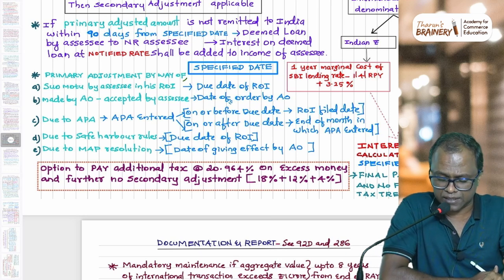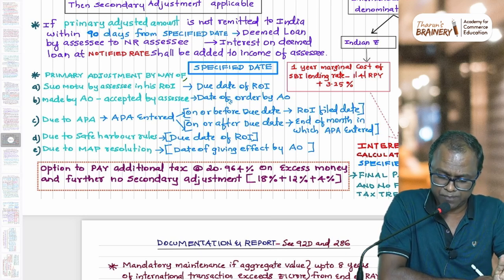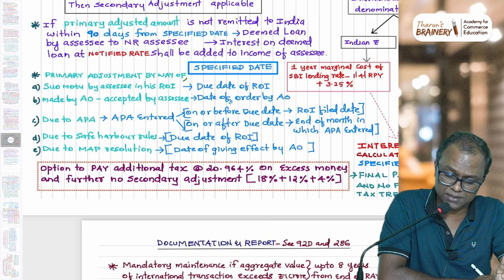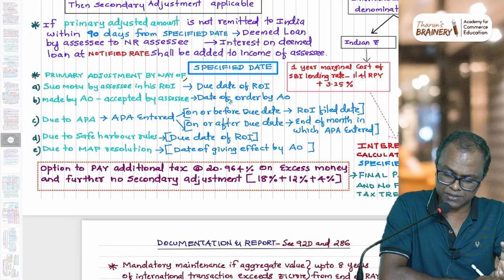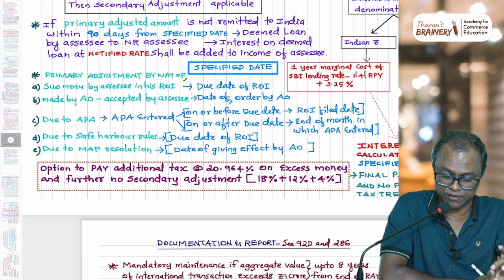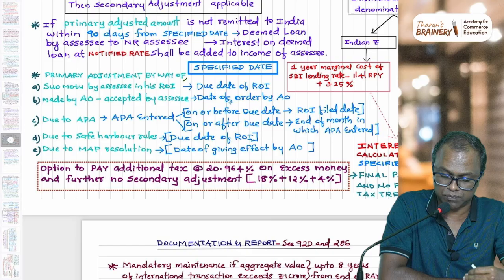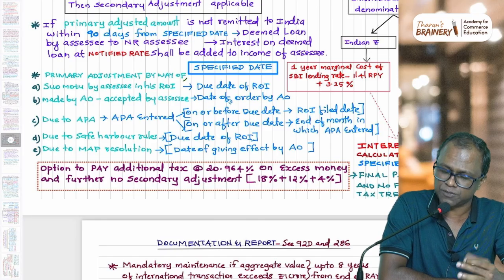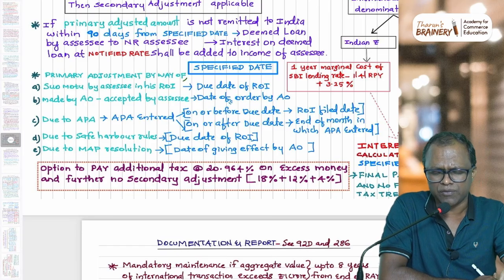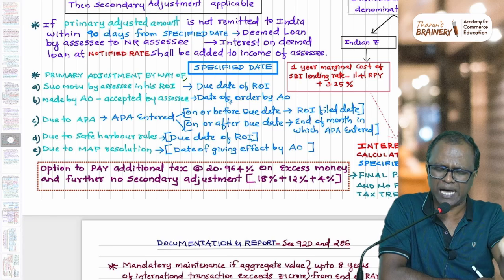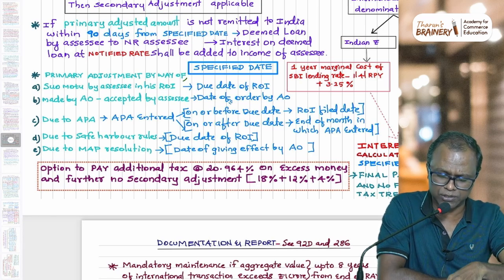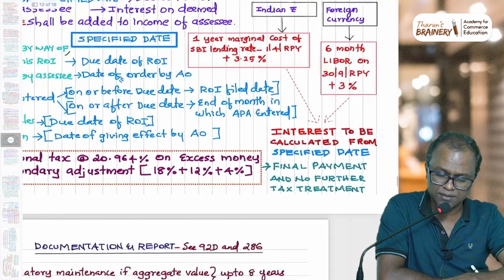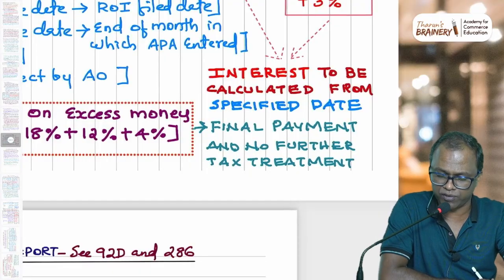So the option is to pay additional tax at the rate of 18% income tax, 12% surcharge, mandatory. Normally surcharge is applicable only when total income exceeds 1 crore, but here there is mandatory surcharge: 18% plus 12% plus 4%. So the effective rate will be 20.964%. This percentage should be applied on the money which you are not repatriating, that is the primary adjusted amount. Sometimes some companies will say we repatriated this much. Okay, then remember the balance amount: on the balance amount they will apply 20.964%. Tax can be paid, and this will be treated as a final payment with no further tax treatment.